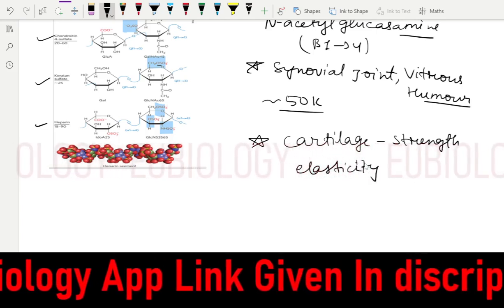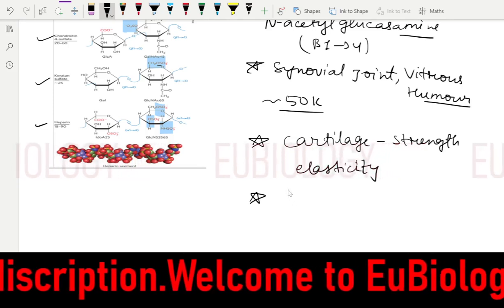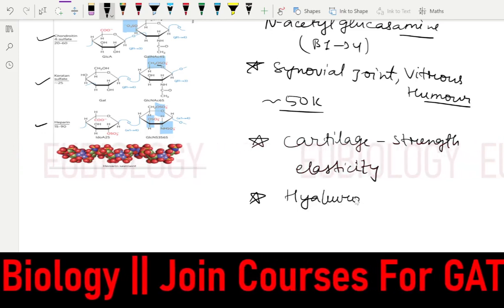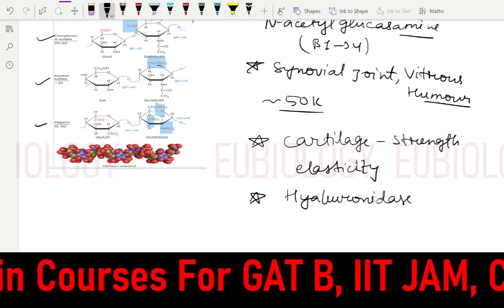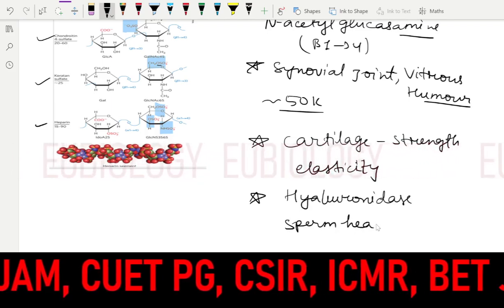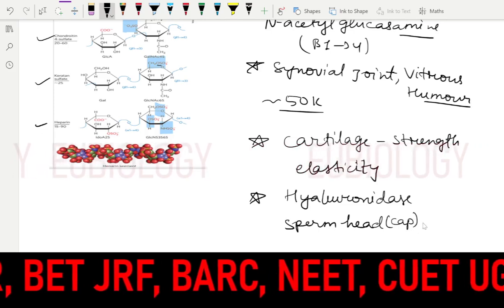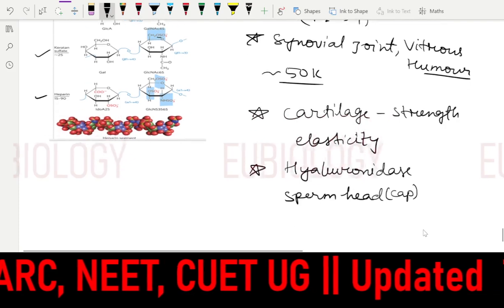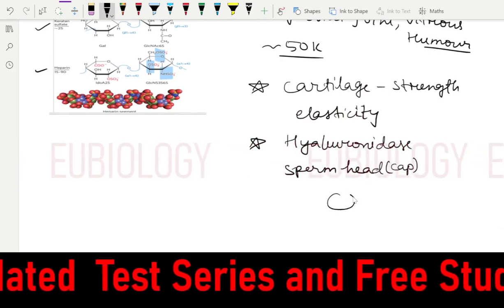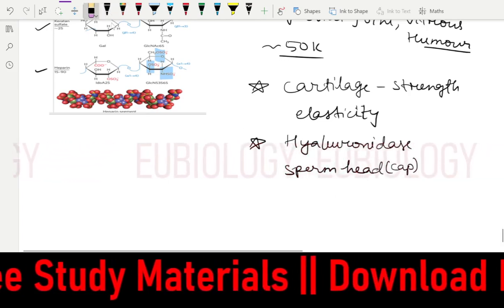One more place, you already heard this enzyme. It is an enzyme called hyaluronidase. You remember it? Where will it be present? Hyaluronidase is usually present in the sperm head, specifically in the cap of the sperm. It will help in penetrating the ovum. So the GAG which is surrounding the ovum will be penetrated by this hyaluronidase. Okay.